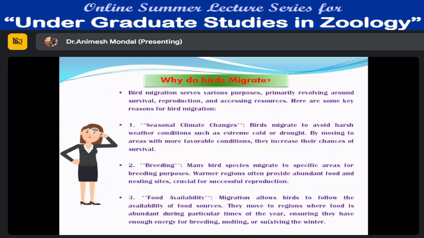Now, availability of food is also a reason. Migration allows birds to follow the availability of food sources, and they move to regions where food is abundant during a particular time of the year, which ensures that they get proper energy for their breeding, molting, and for ensuring their survival.